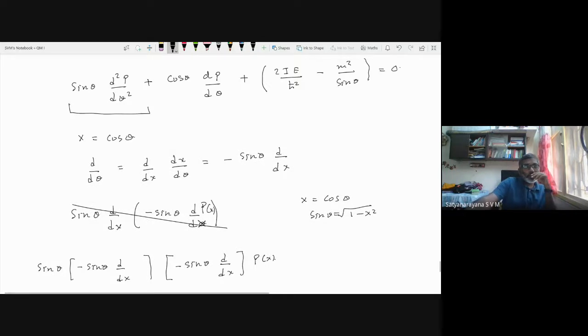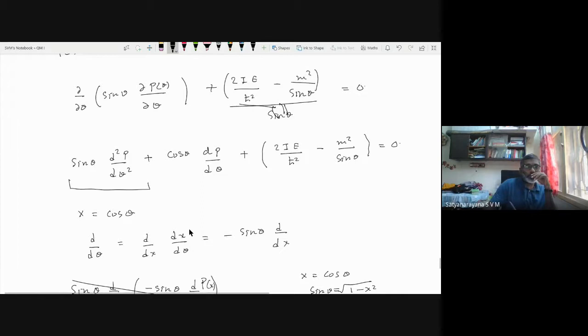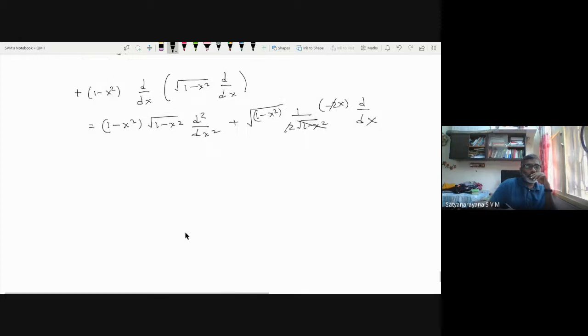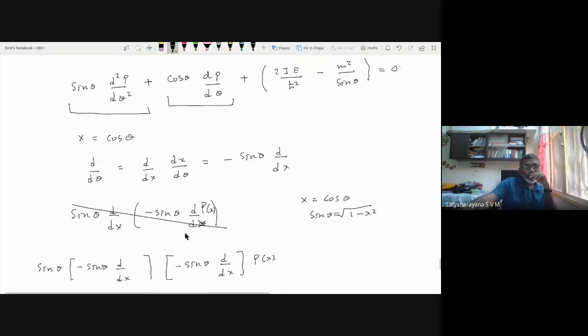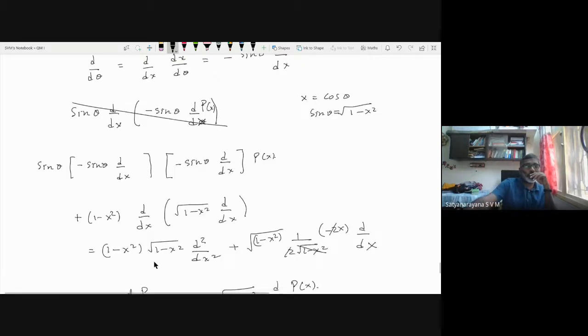And the next one, so now let's look at this term. That is cos theta. Cos theta is x. Let's write that: cos theta into dP by d theta is equal to x into root 1 minus x square into d by dx of P of x, because that is sine theta with a negative sign. Minus x into root 1 minus x square. And of course, I have to put sine theta here equal to root 1 minus x square.